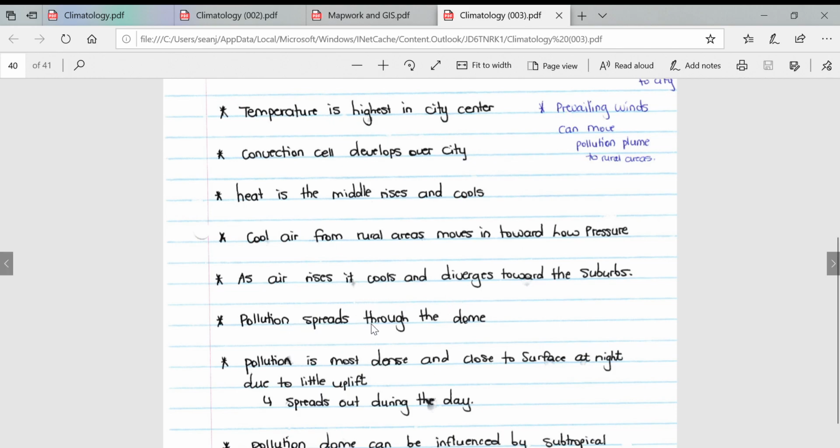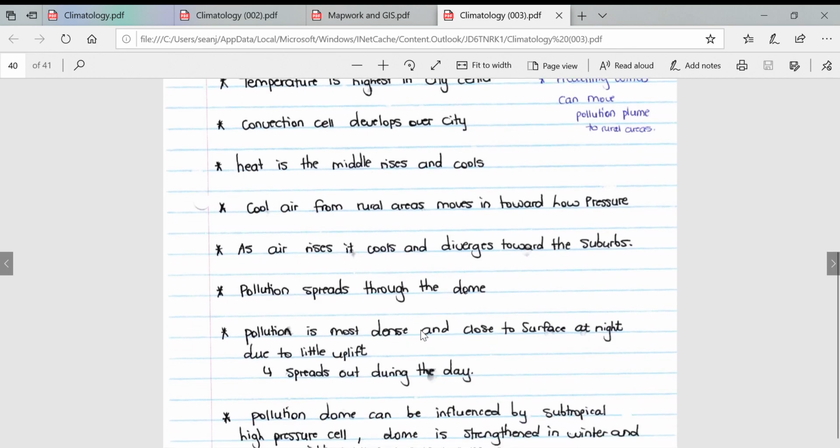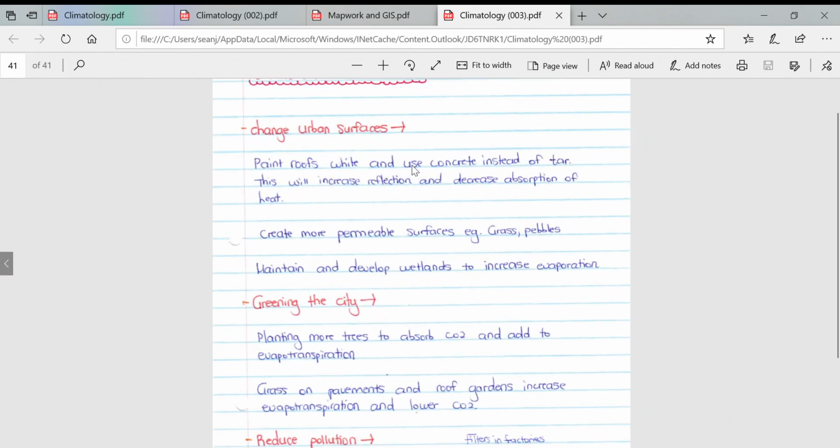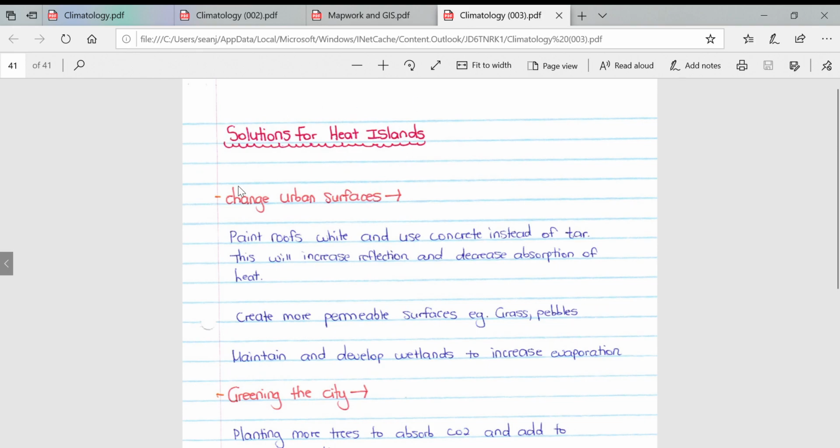And if we look, pollution spreads through the dome. Pollution is most dense and close to the surface at night due to little upliftment. It spreads out during the day. The pollution dome can be influenced by subtropical high-pressure cells. The dome is strengthened in winter because of that dominant Kalahari high-pressure cell, which only allows it to rise to a certain altitude.